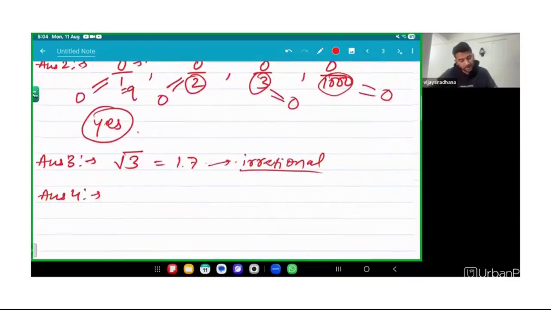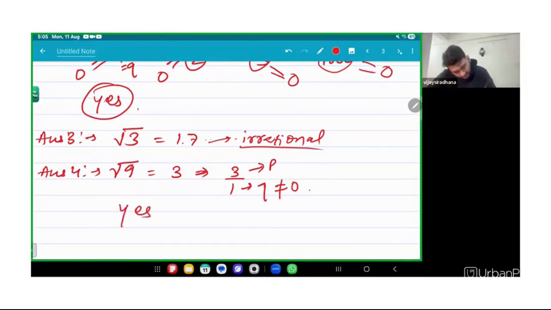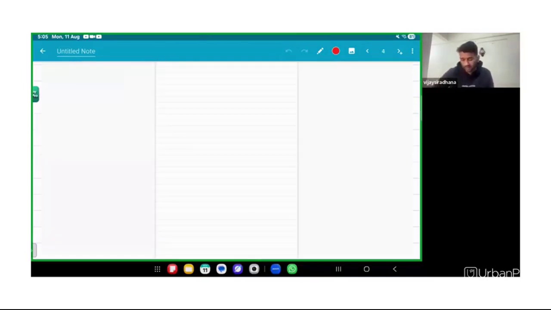Why is it a rational number? Because root 9 value, you might be knowing, is 3. Root 9 value is 3. And you can write down 3 as 3 by 1, where P is 3, Q is 1, where Q is not equal to 0. So yes, it's a rational number. So these kinds of doubts you might get while solving the paper, but I hope I have cleared all the doubts. So what type of question can be asked in the examination?